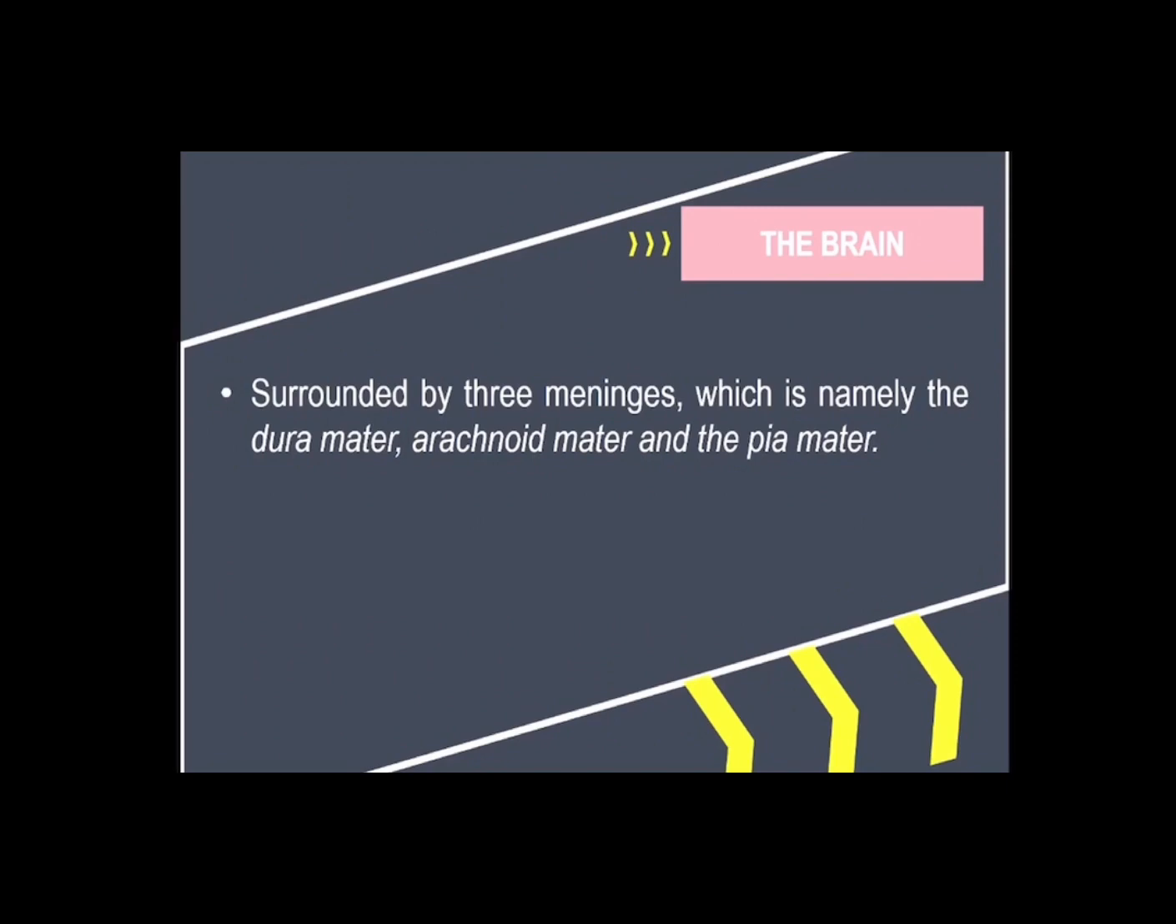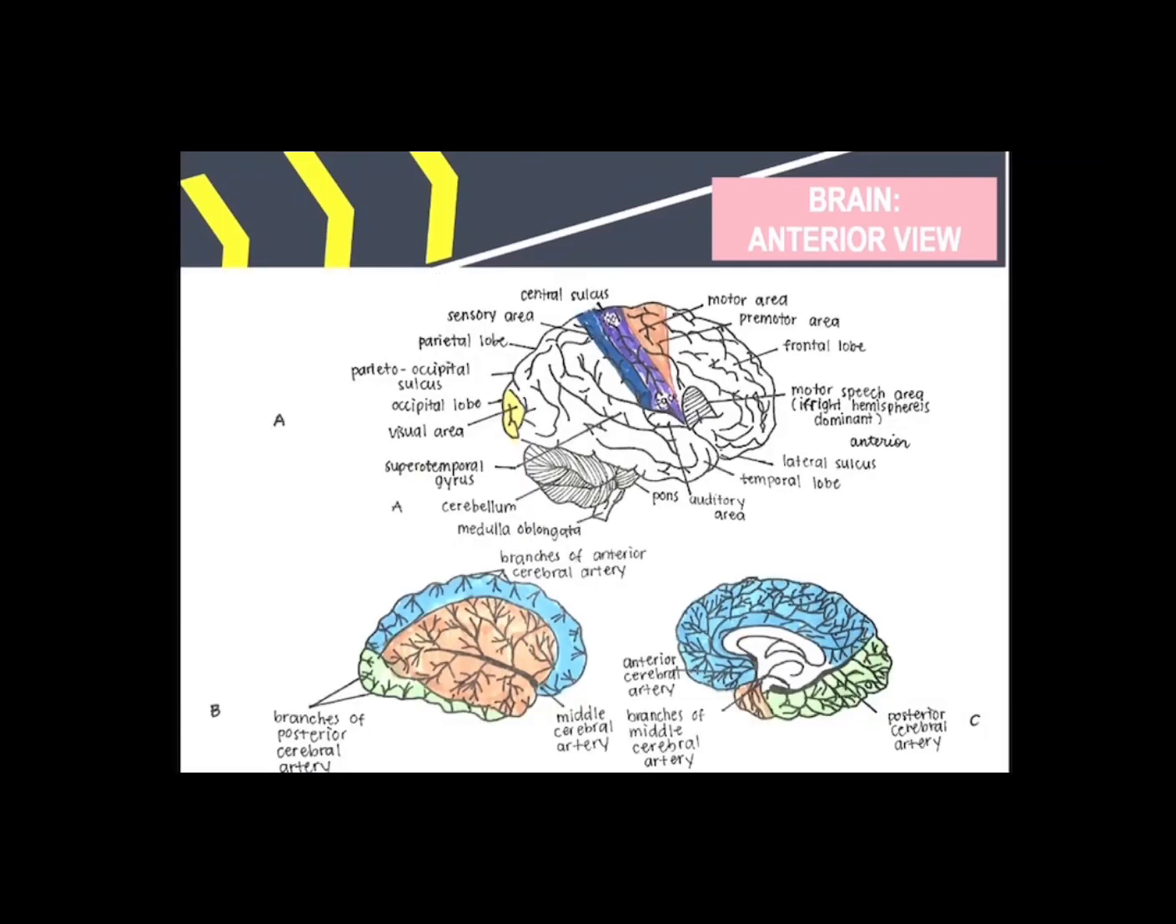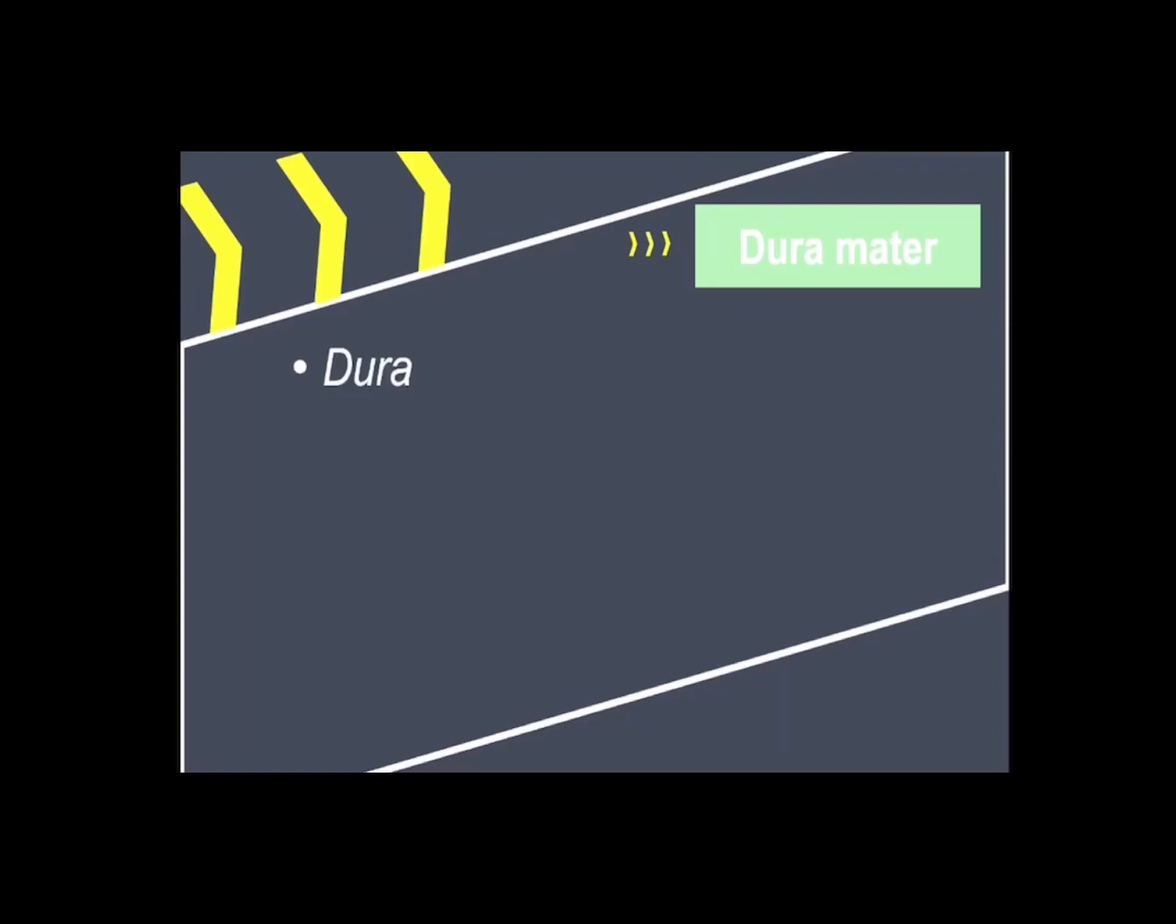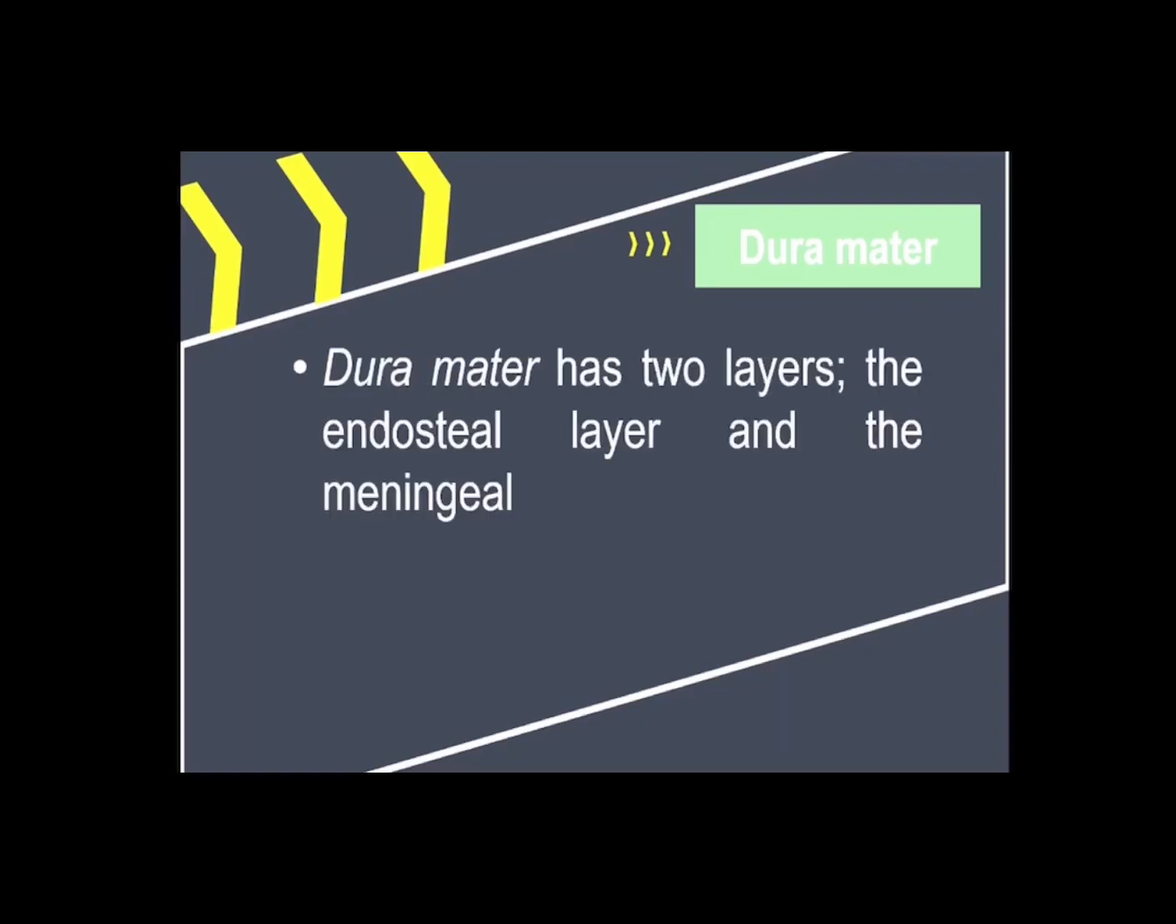The brain is surrounded by three meninges, namely the dura mater, arachnoid mater, and the pia mater. The dura mater has two layers, the endosteal layer and the meningeal layer. The endosteal layer is an ordinary periosteum covering the inner surface of the skull bones. It continues to the dura mater of the spinal cord.